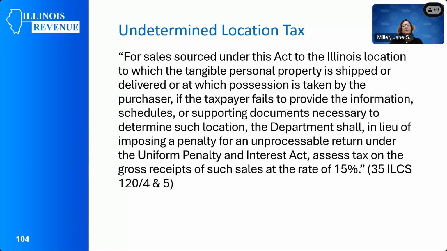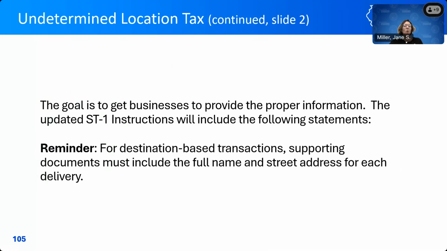So if an ST-1 is submitted and the delivery location of where the items were shipped is not reported on the ST-2, there will be a 15% penalty assessed. The goal is to get businesses to provide the proper information. The updated ST-1 instructions will include the following statements. Reminder, for destination-based transactions, supporting documents must include the full name and street address for each delivery.